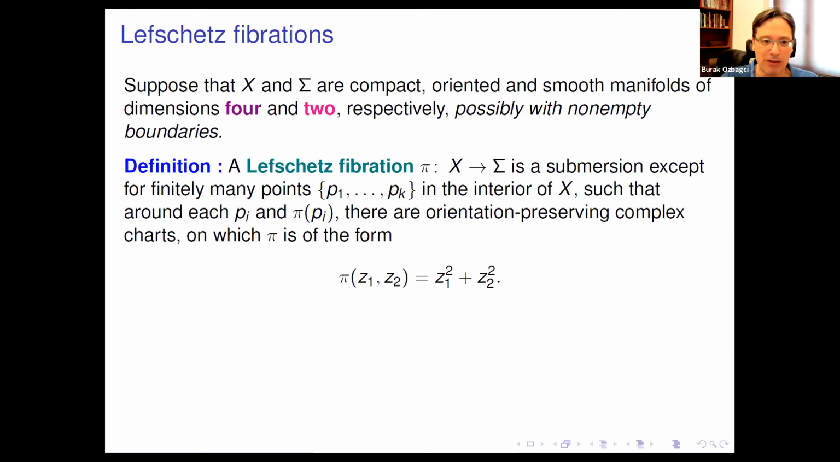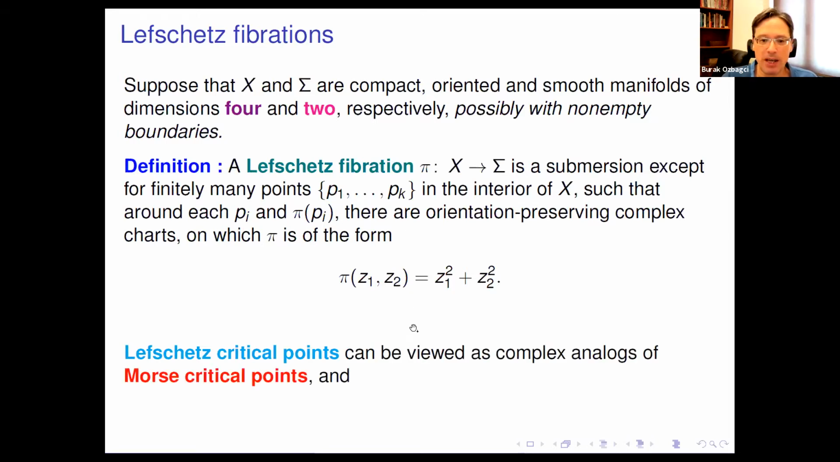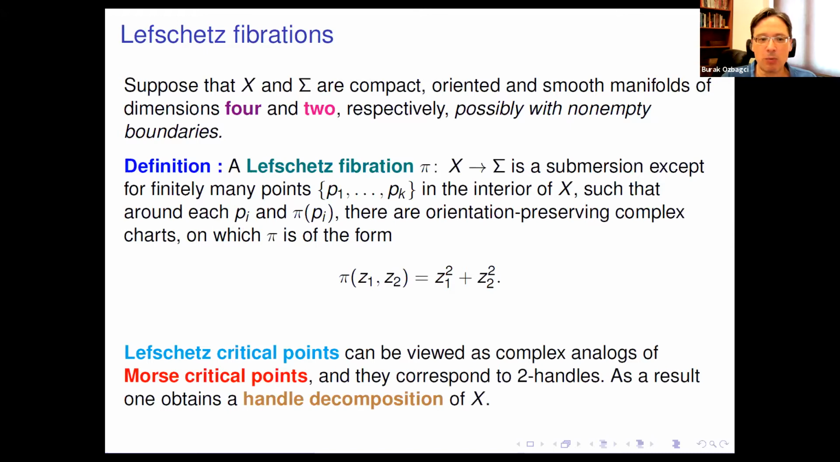So the topology of Lefschetz fibrations is well studied and well understood. There's a lot to say about the topology of the 4-manifold X. Let me just say one important basic fact about the topology of the 4-manifold X. Lefschetz critical points, which are the critical points p_1 to p_k in the definition, can be viewed as complex analogs of Morse critical points, and they correspond to 2-handles. As a result, one obtains a handle decomposition of X, and one can even draw Kirby diagrams of these 4-manifolds.